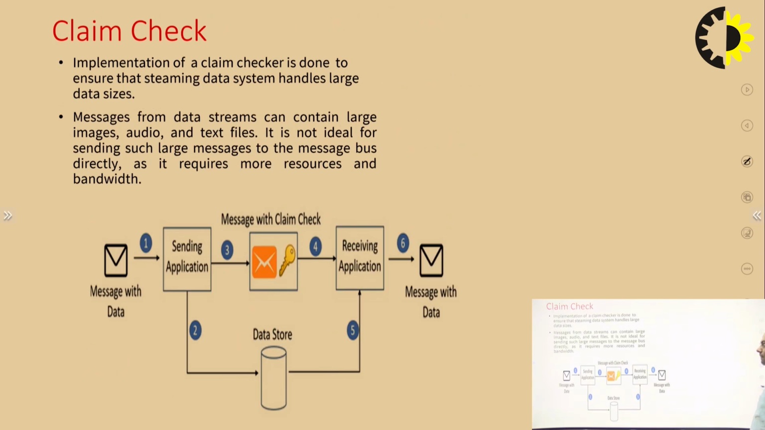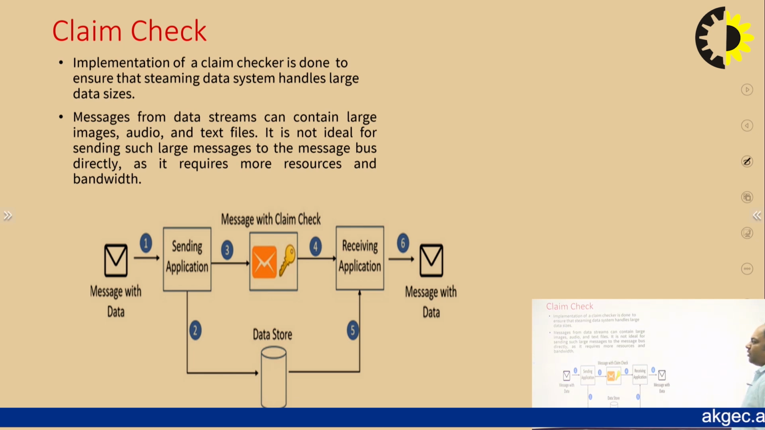Second is the claim check. The claim check is implemented to make sure that the streaming data system handles large data sizes. It means a message in large volume, and as we know, in data streaming the messages are large and it is a continuous process, continuously streaming. So claim check is used to manage that large data. The messages from a data stream can contain large images, audio and text files, so it is not ideal to send that data directly. We require resources and bandwidth.